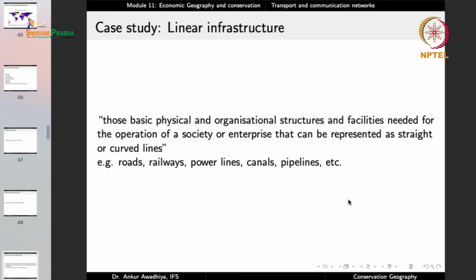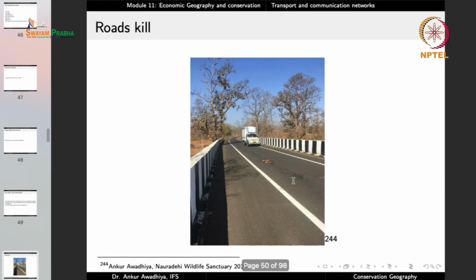Linear infrastructure is defined as those basic physical and organizational structures and facilities needed for the operation of a society or enterprise that can be represented as straight or curved lines. They are infrastructure, that is, infra is below, so they are structures that are below, supporting everything else, and they are linear, meaning that they can be represented in the form of lines. Examples of linear infrastructure include roads, railways, power lines, canals, pipelines, and so on. All of these can be represented in the form of lines.